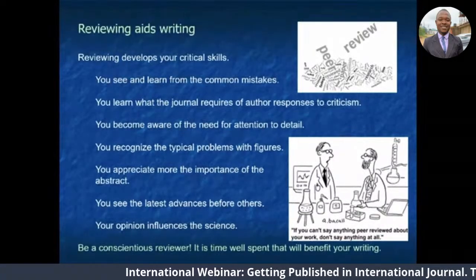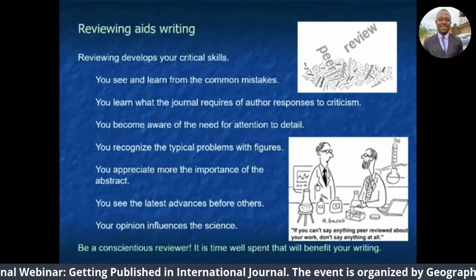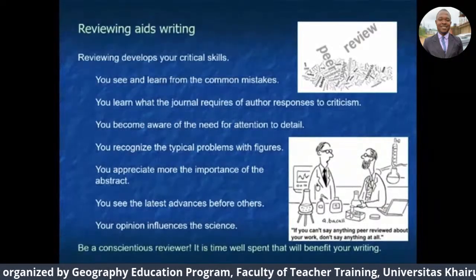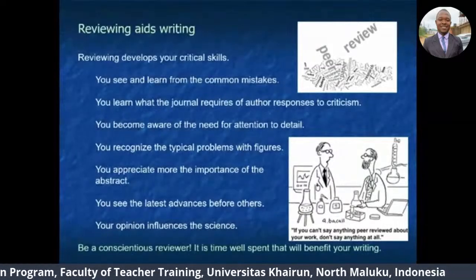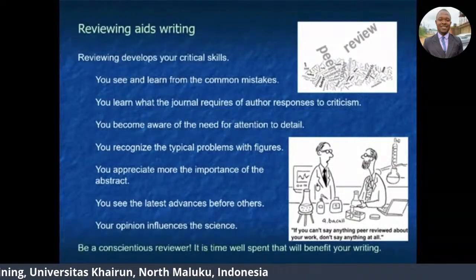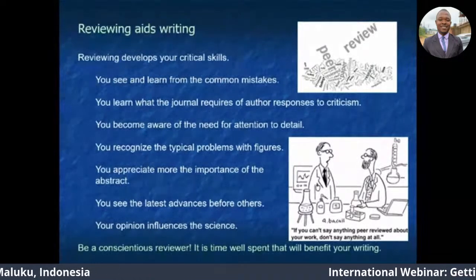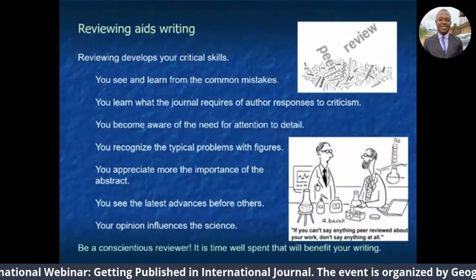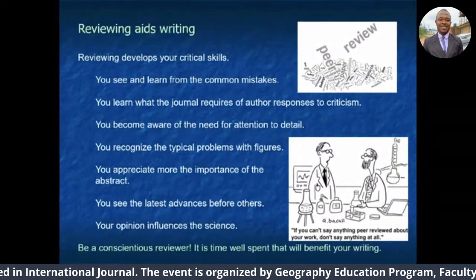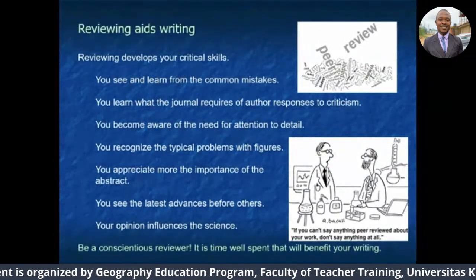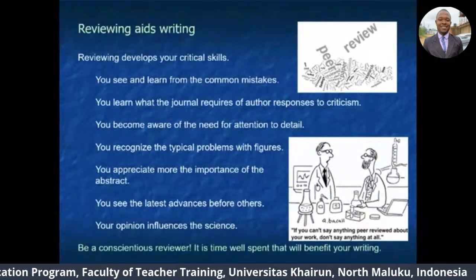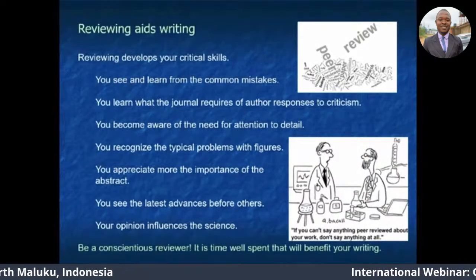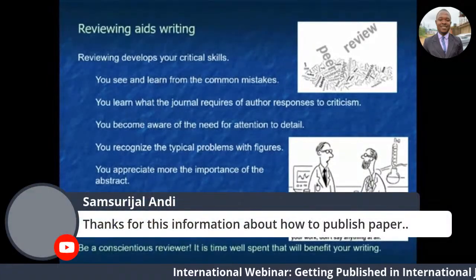I've listed some advantages of reviewing here. I say you see and learn from common mistakes. Probably there's a particular way you've been writing, or some grammatical mistakes you tend to make. Or probably there's a particular method you've been using which is not a common trend, not a current trend, and you need to improve from it. So if your work goes through some reviewers, that is why it's always peer review. When two people look through your work, they will advise you on how to improve your paper. So you can learn from common mistakes.